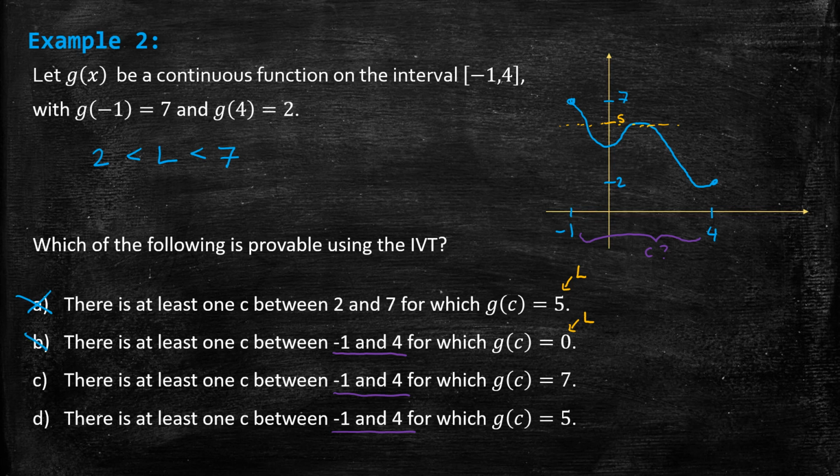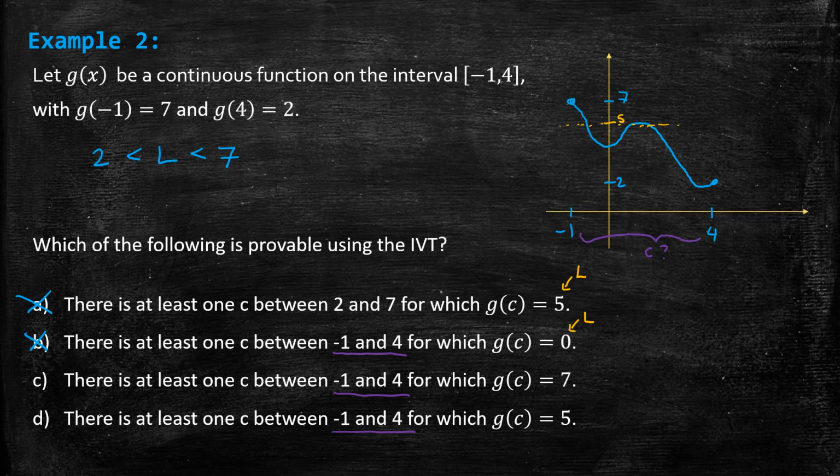So in B, 0 does not lie in that interval. Now C, there is at least one value for which G of C equals 7. Well, once again, look at the diagram I drew. In my graph, there's only one point at -1 where the function reaches 7.